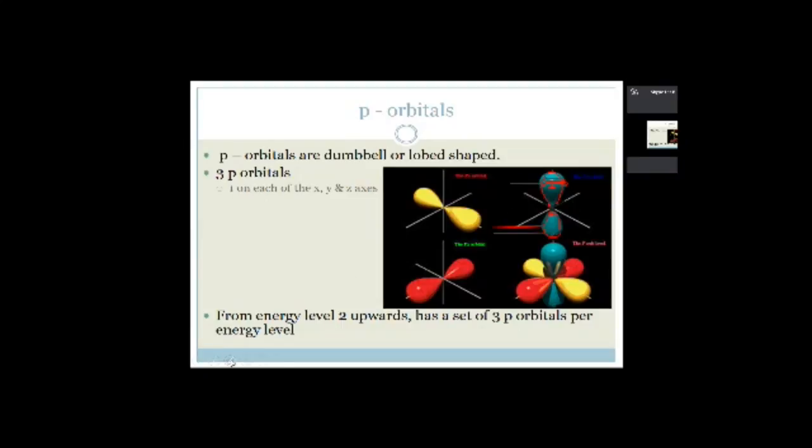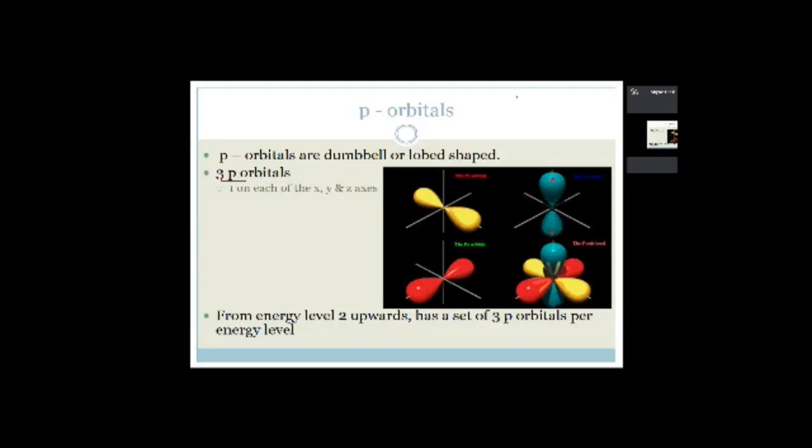Secondly, every one of these P orbitals can handle only two electrons. So in other words, there can only be one electron on this side and one electron on this side as they are spinning around. And there are three P orbitals, one for each of the axes. So this here would be the X axis, this is the Y axis, and this is the Z axis. Actually, I think that's the Z and this is the X. We'll take this as the x, that's the z-axis, and that's the y.